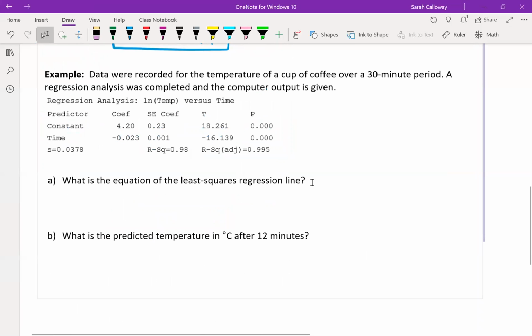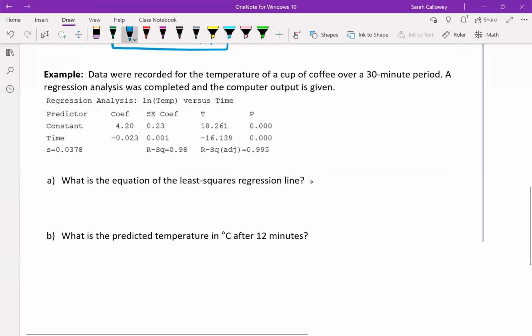The last one we're going to look at is a similar thing. It's just got a different type of equation. So data was recorded for the temperature of a cup of water, coffee, over a 30-minute period. A regression analysis was completed and the computer output is given. And so the regression analysis says that our response variable is ln of temperature versus our explanatory variable is time.